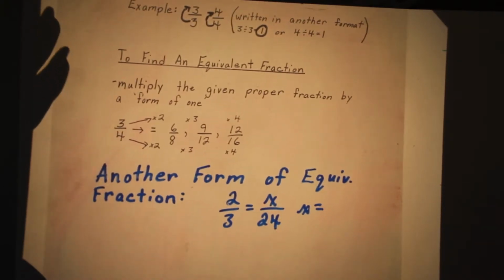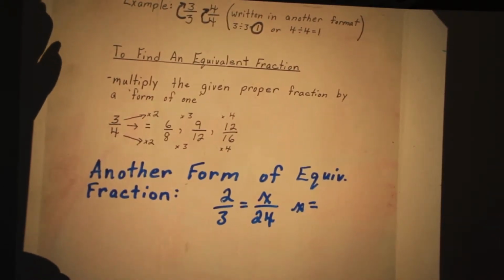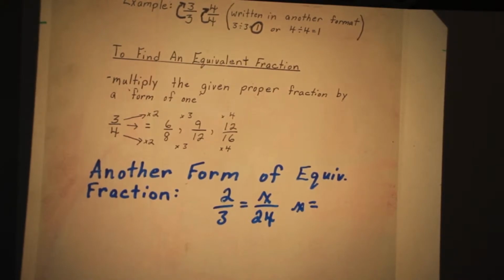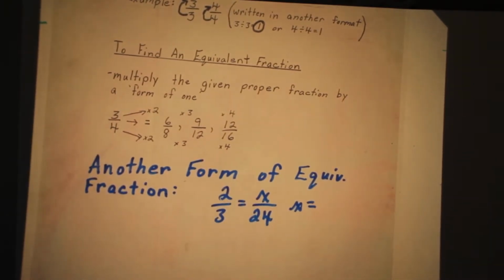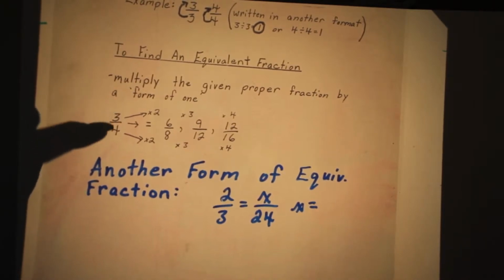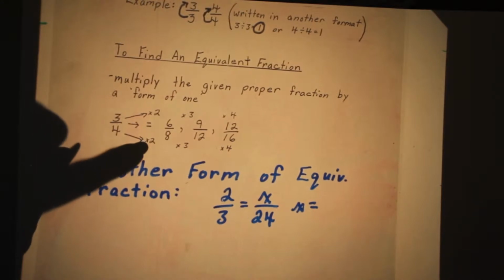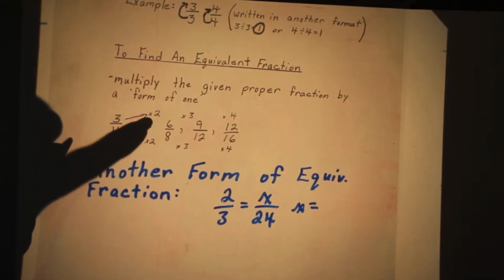To find an equivalent fraction, you have to multiply the given proper fraction by a form of 1. So basically 3/4. If I need a fraction that is going to be the same as 3/4, but for some reason I need it in a higher format, I am going to multiply top and bottom number by the same. And that's what happens in fractions. Whatever you do to one part of the fraction, you need to do the exact same thing to the other part. So the denominator, the numerator.